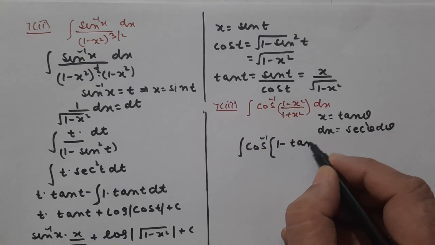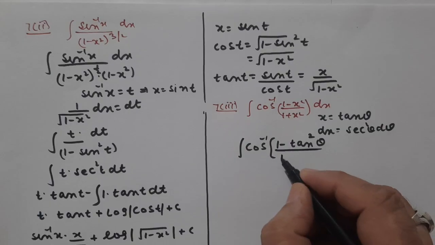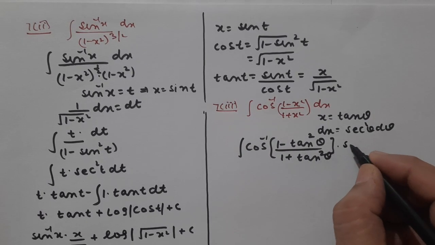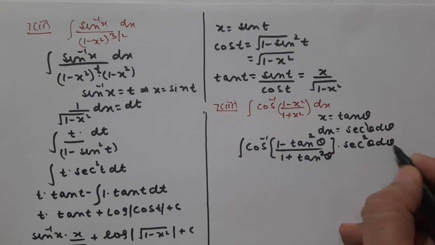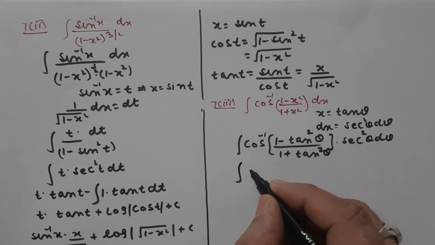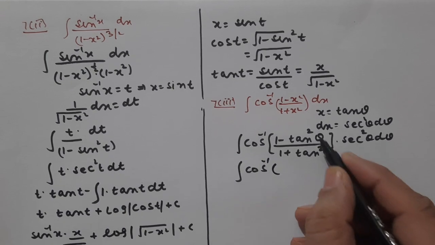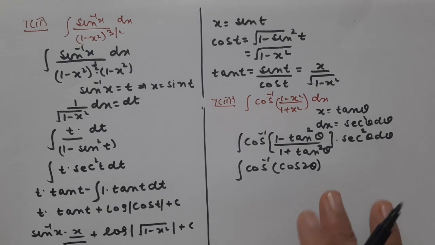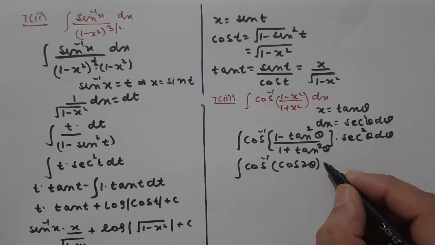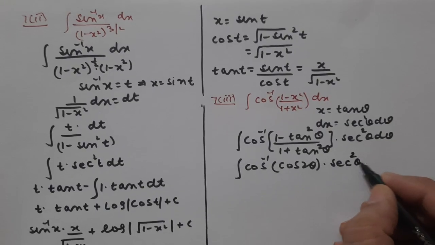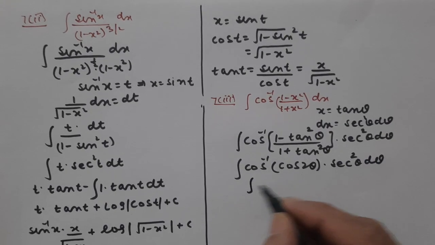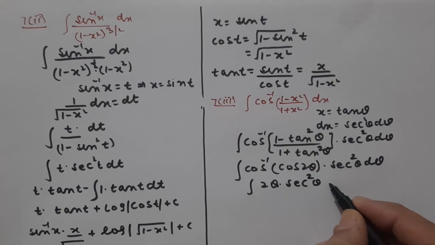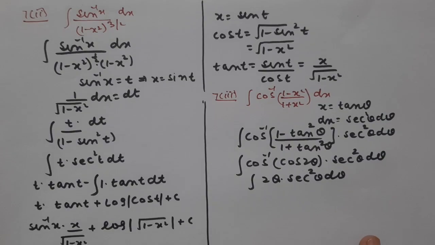of (1 minus tangent square theta) upon (1 plus tangent square theta), and dx is secant square theta d theta. So what do we get over here? We get cos inverse, and this is the formula of cos 2 theta. See your formula list: 1 minus tangent square upon 1 plus tan square is cos 2 theta, into secant square theta d theta. So we get 2 theta into secant square theta d theta. We get this expression.